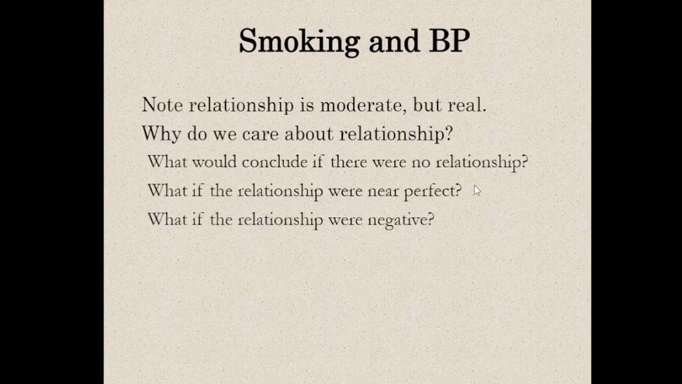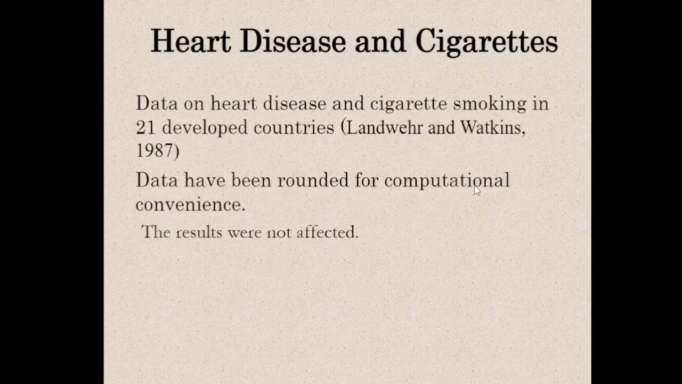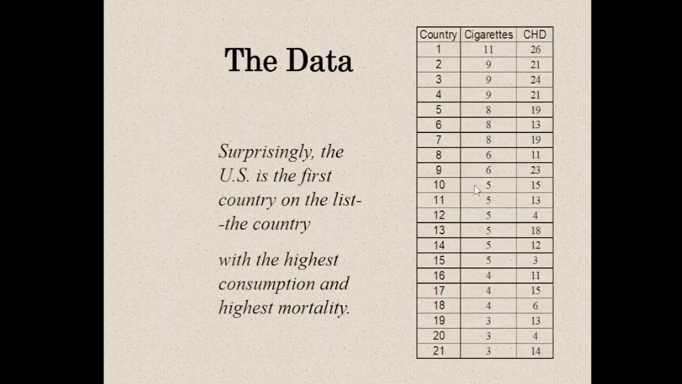There are also these types of cases. Let's see. Suppose we take the example of heart disease and cigarette smoking. Let's compare the data of 21 developed countries. Okay, so let me show you that particular data. So this is the data of the 21 countries and their cigarette pattern as well as heart disease.